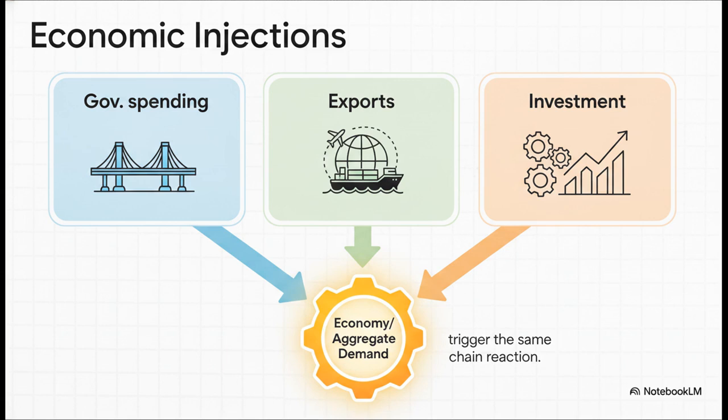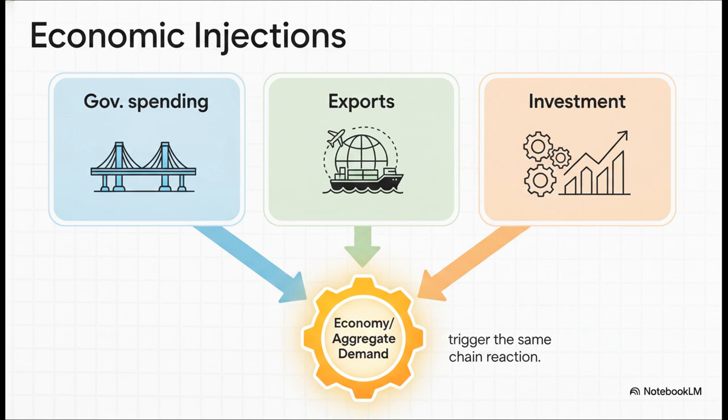Now, I used a government housing project as an example, but here's the thing. It's not just government housing that triggers this. The multiplier effect can actually be sparked by any new injection into the economy. Sure, this includes general government spending, things like building new infrastructure or funding benefit schemes. But it also includes things like exports. When international markets demand our goods, they're bringing foreign money right into our circular flow.